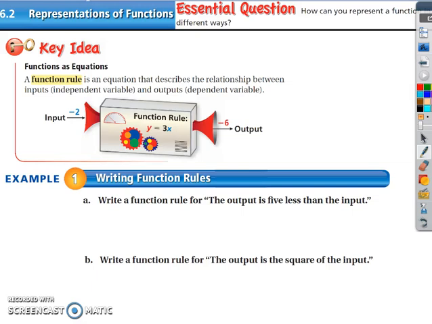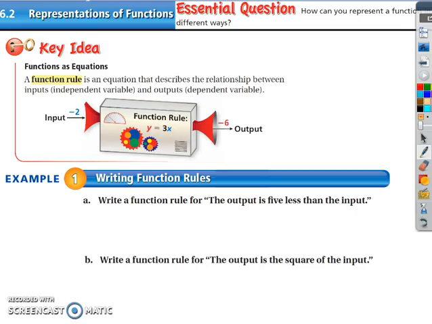Hello, today we're going to be discussing section 6.2, which is on representations of functions. Our essential question for the day is how can you represent a function in different ways? Our key idea, functions as equations.